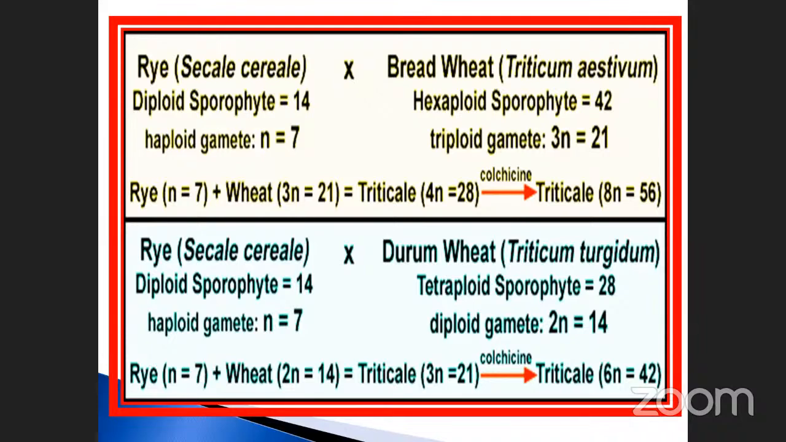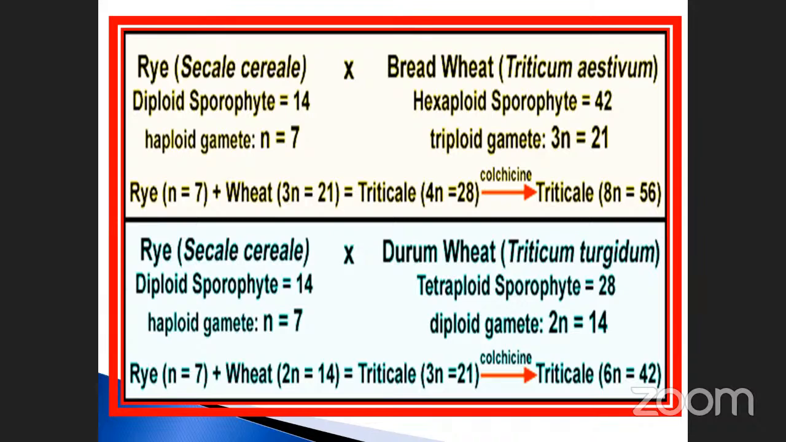When you cross these two, here n is 7, here 3n is 21. This is the rye, this one is bread wheat. Both are crossed together, and the chromosome numbers are 7 and 21. You will get the new one, 7 plus 21, 28, which is 4n. After being mutated by some chemical substances, they get triticale in the 8n stage. 8n means you multiply 8 into 7 and get 56. This is another category, advanced.